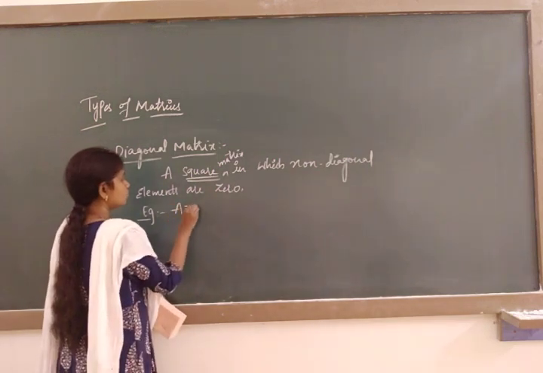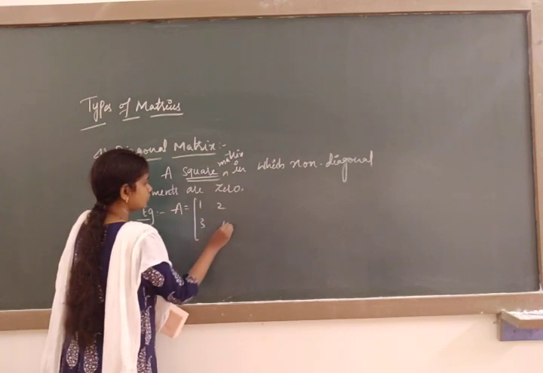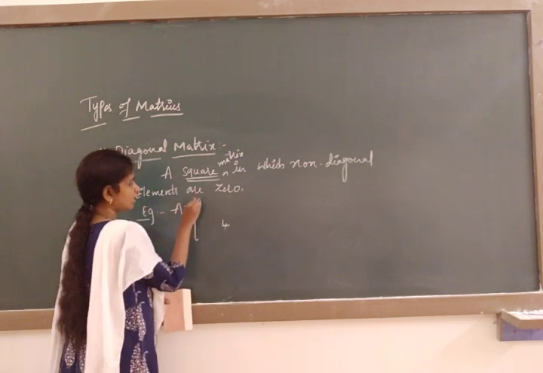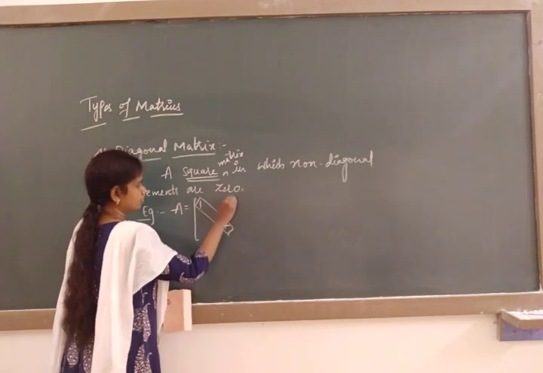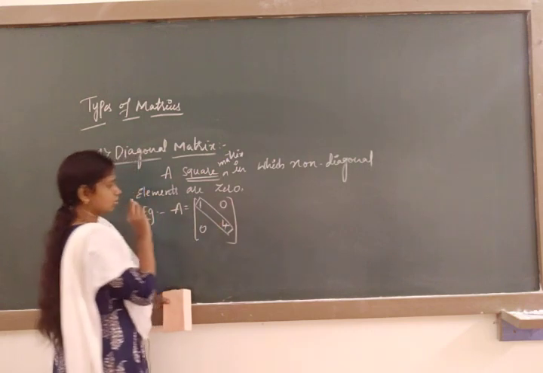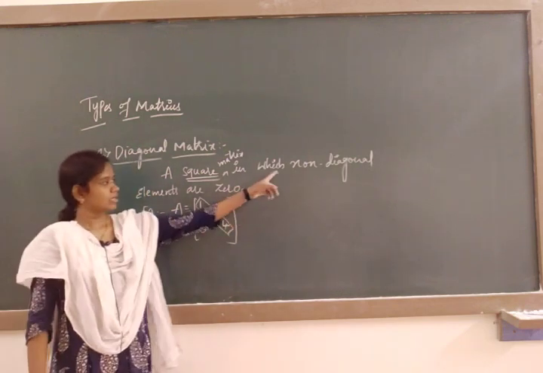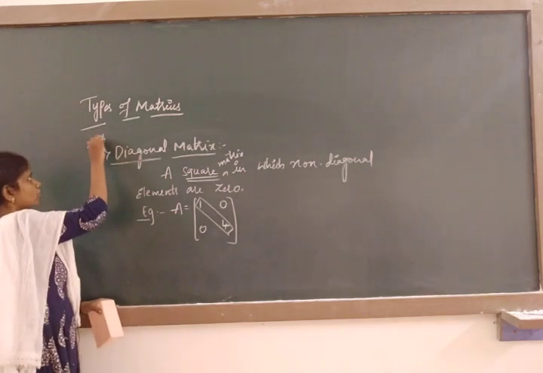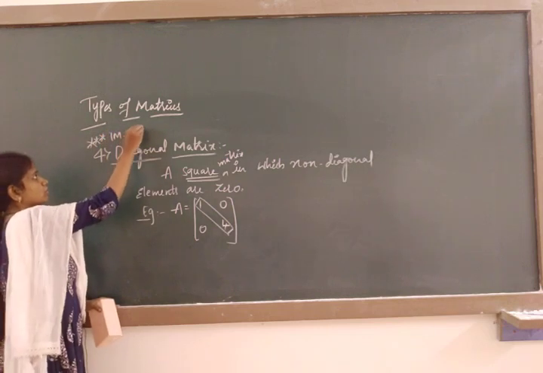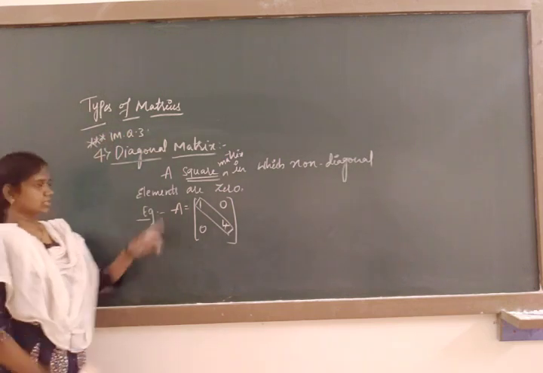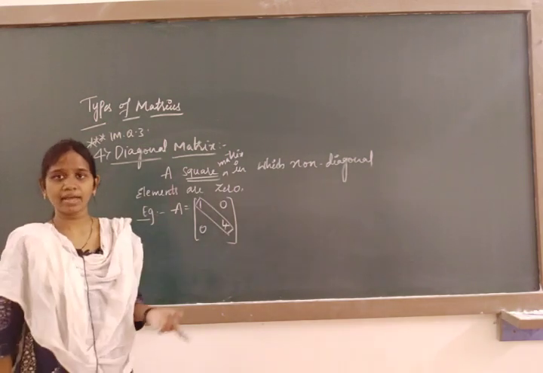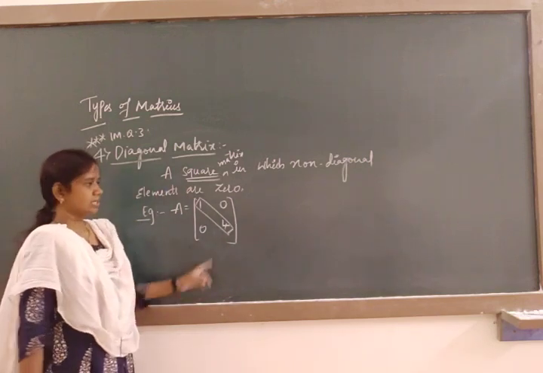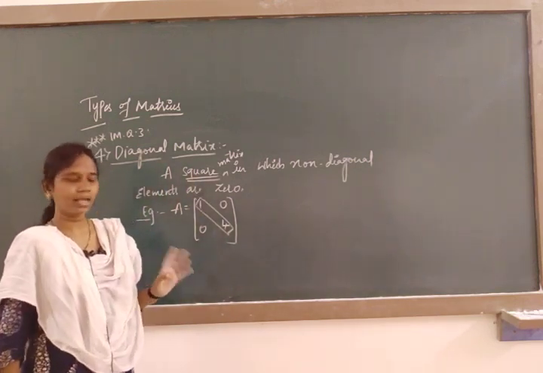Example, A is equal to [1, 0, 0; 0, 2, 0; 0, 0, 3], in which non-diagonal elements are 0. You write here diagonal elements. This is your diagonal elements. Now the remaining elements are 0. Such a matrix is called a diagonal matrix, and please mark it with a star or as important, because for 1 mark they are going to ask for the definition. There are 3 definitions: one is diagonal, another is scalar, third is identity. Any one of these 3 they are going to ask in your examination.